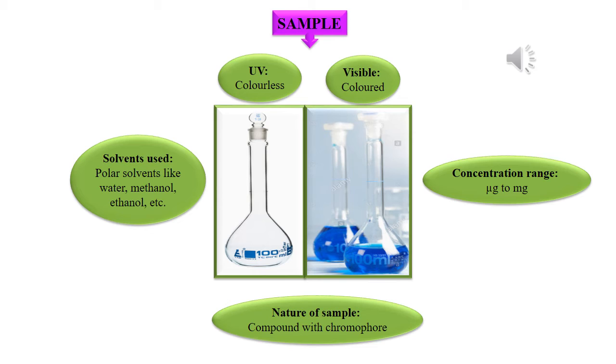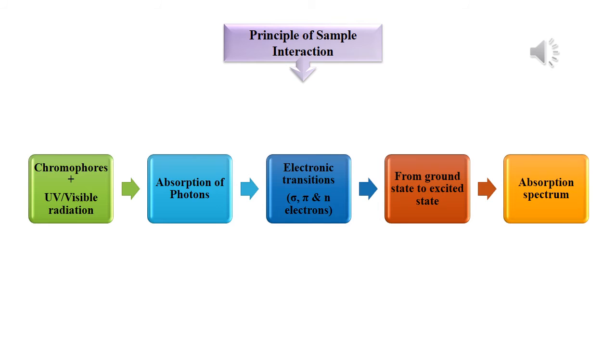If you are taking any solid material, you have to use proper polar solvents, and then we need to dilute it to get the concentration range from microgram to milligram to analyze it. And once the sample is ready, you will be keeping the sample in the sample cell and you pass the radiation from the monochromator. Actually radiation comes from the source and it passes to the monochromator. Now it is ready to pass to the sample cell.